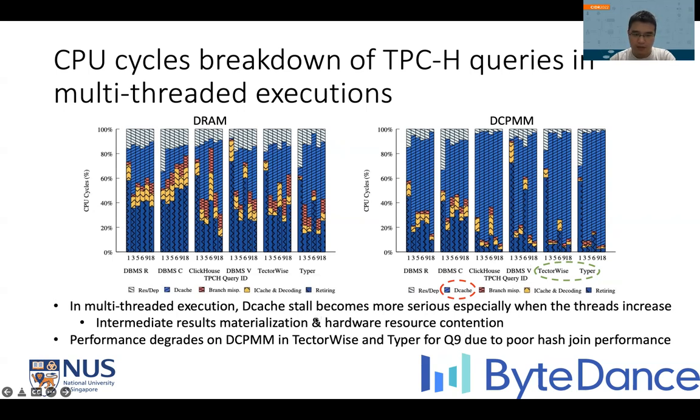We also observed the worst performance degradation on DCPM in TectorWise and Typer for some queries. This is because of the poor hash join performance. In the hash join, the probing phase will incur a lot of random memory access, which is unfriendly to the DCPM.